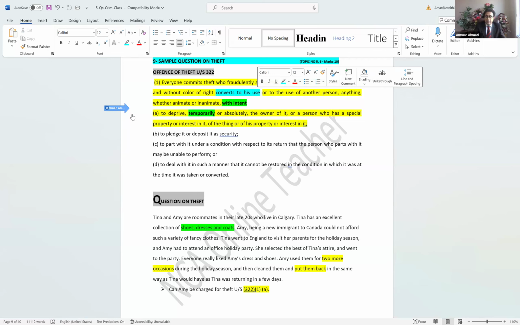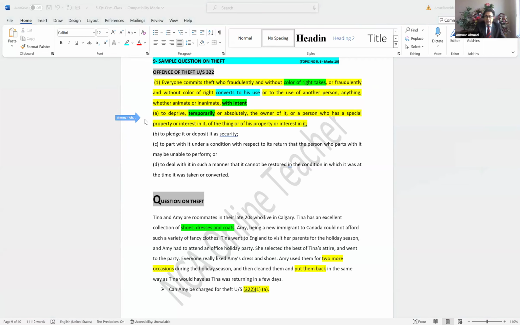But then she has put it back. 1A of the same section says to deprive temporarily. So clearly, Amy has deprived Tina temporarily of her dress, shoes, or coat, whatever she used. So although she put it back, she has temporarily deprived her of her belongings.